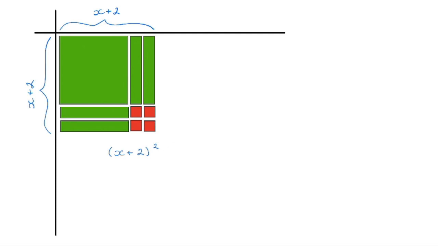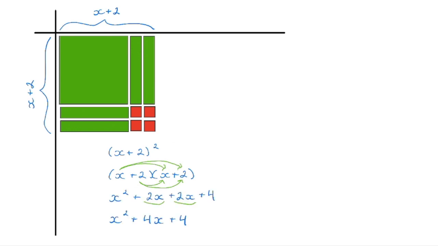Now, if we want to expand that, we know x plus 2 squared is just the base times itself 2 times. And when we go to square a binomial, we know that we're going to FOIL it out. So we're going to multiply our first terms, our outside terms, our inside terms, and our last terms, and then combine our like terms to end up with this expression.